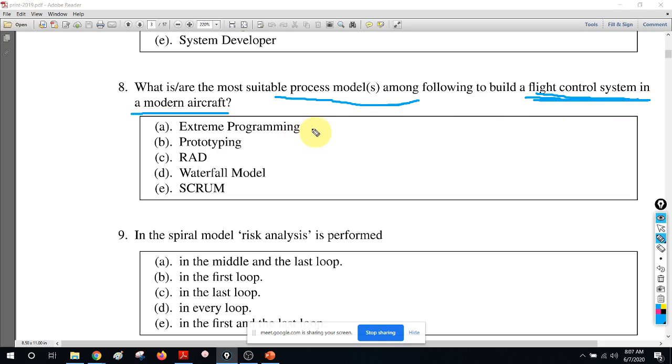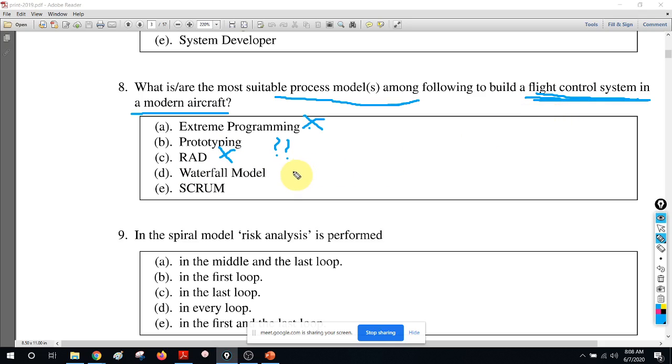Extreme programming, definitely no. Extreme programming means very quick releases, so we can't develop that kind of thing in that way. Prototyping, again can or cannot be. Initially we might create some prototype for a flight control system and then keep on improving, but again it's very debatable. I don't want to go into prototyping, but that possibility is always there. So it's a bit of yes or no. I don't know. Then rapid application development, I don't want to go for it because it's a mission critical system.